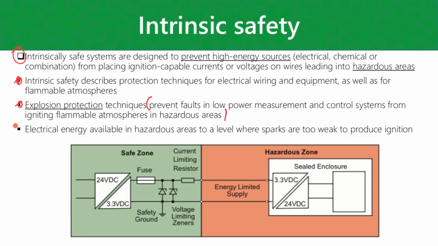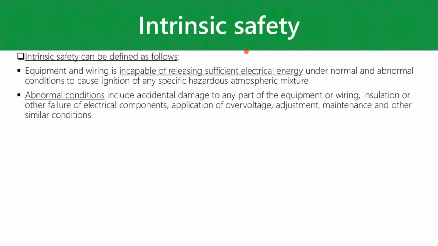Right. So essentially, the definition of intrinsic safety is that we want to reduce the energy available in a hazardous area to a level that is too weak to produce ignition of the atmosphere. I think the textbook has a better definition. Here's the actual definition: equipment and wiring is incapable of releasing sufficient electrical energy, or energy in general, under normal and abnormal conditions to cause ignition of any specific hazardous atmospheric mixture.